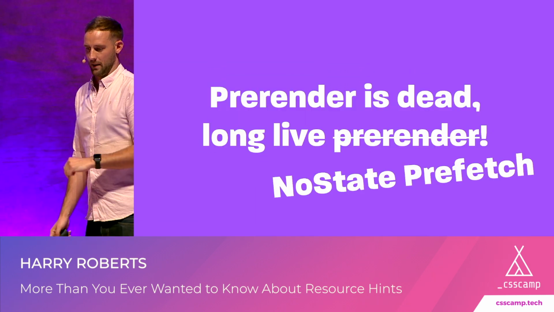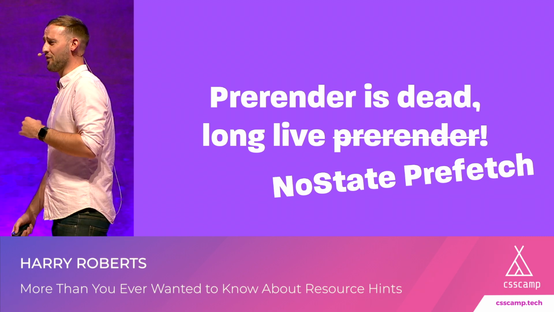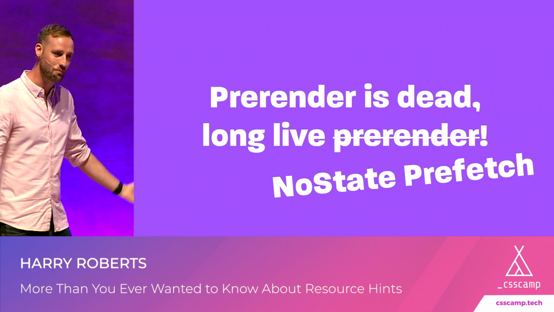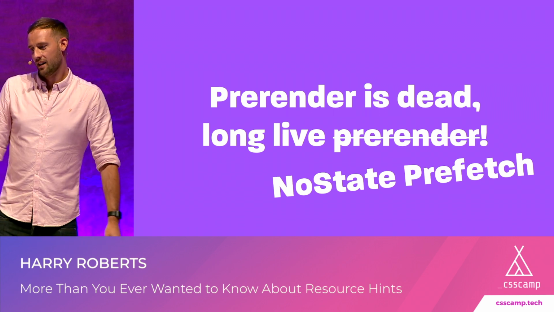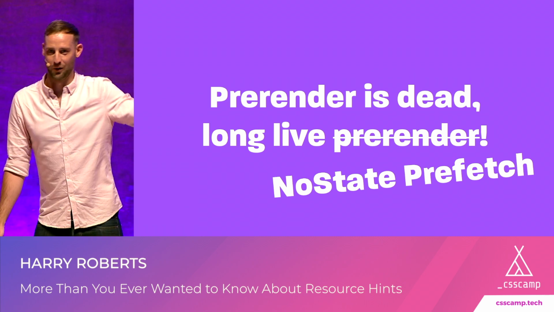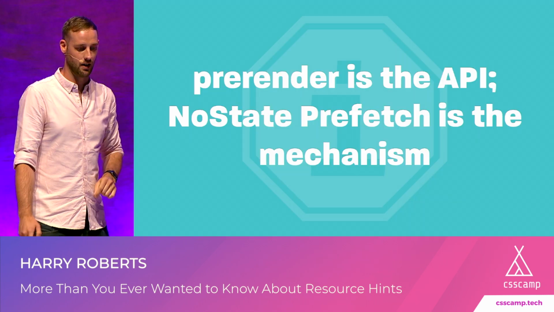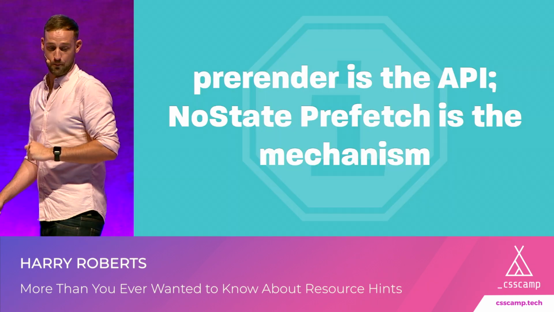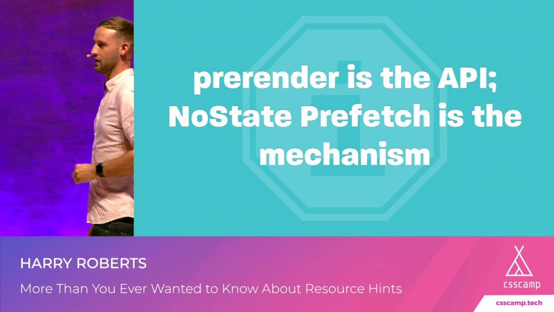Then they kind of brought it back, but they called it something nowhere near as cool, nowhere near as catchy. They called it no-state prefetch. Oh, come on, that's boring. So what happens now is you can still use pre-render. I told you this is a roller coaster, didn't I? Pre-render is the API. No-state prefetch is the mechanism.